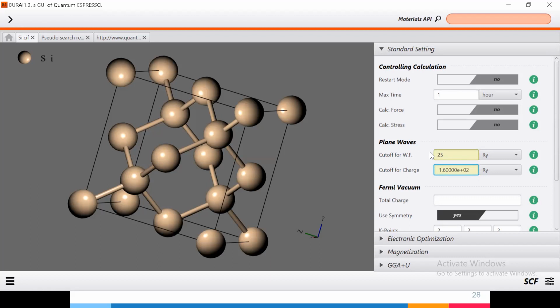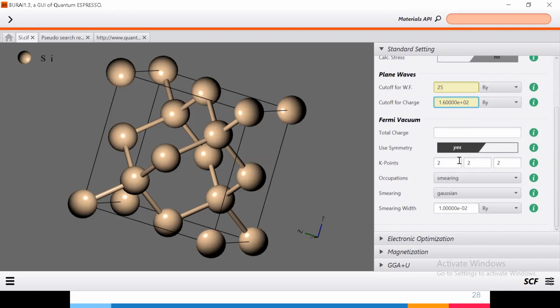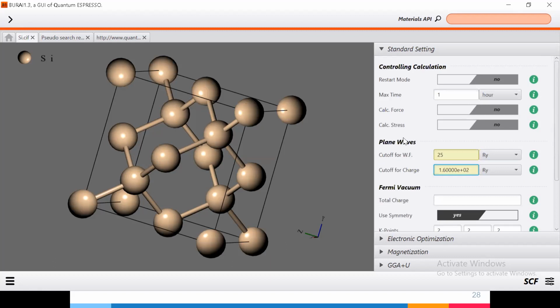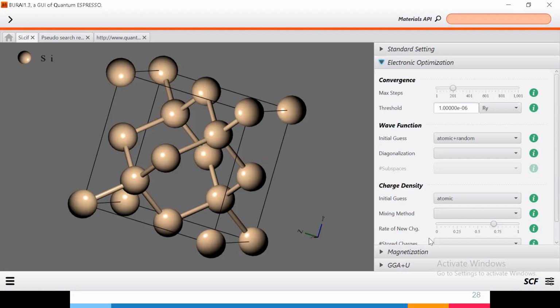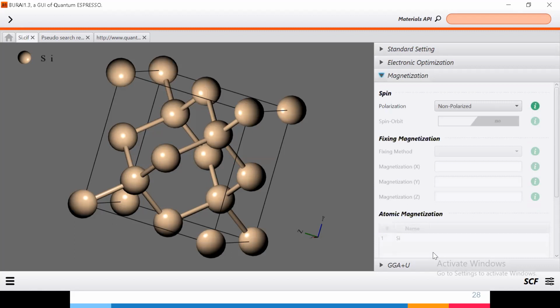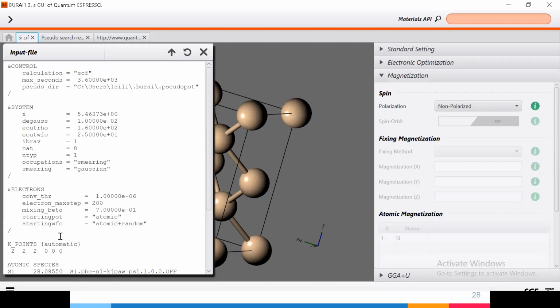And then you have these K points. I will get to that later. The K points are another parameter that you have to converge to increase the accuracy of this calculation. Once you do this, you don't have to go into the electronic optimization and stuff like that. These are all at defaults. We are doing the non-polarized calculation, which means we are not looking at magnetism, because silicon doesn't have magnetism. And then what you want to do is go and check out the input file.